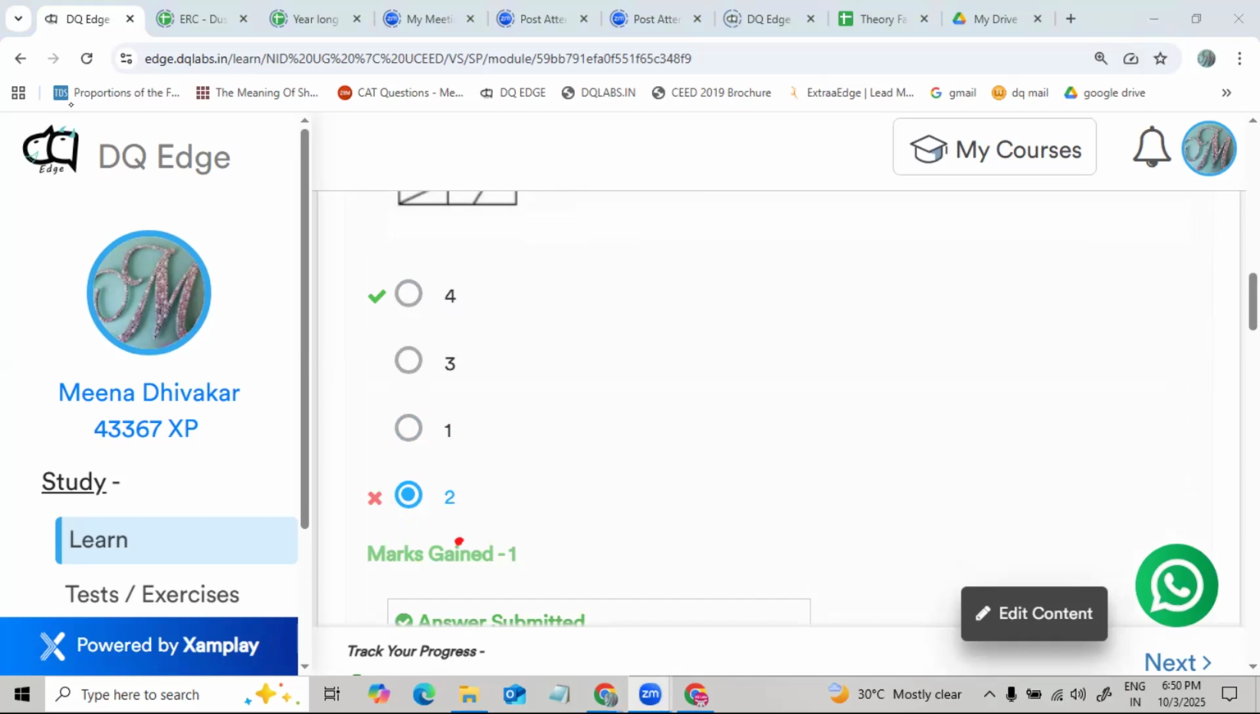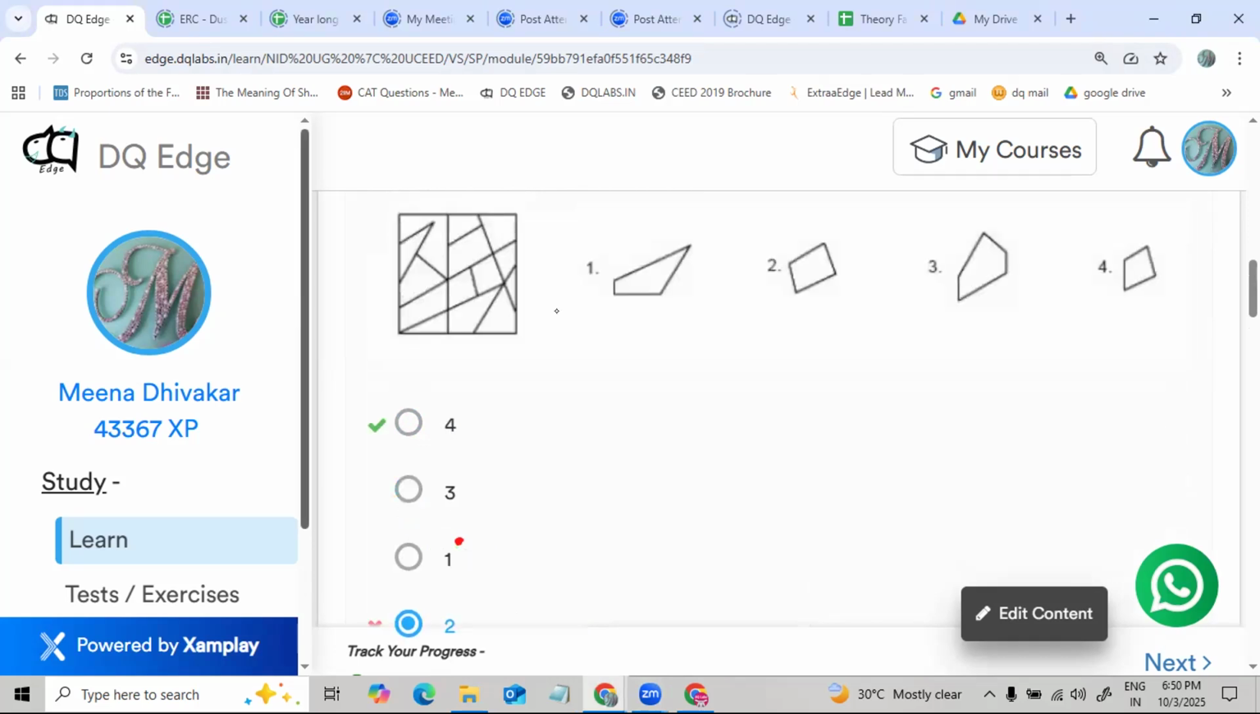Ma'am, it's showing that option 4. Sorry, I just got confused here. I'm literally sorry, I just got a call, so I missed it. I think option 4 is the correct one. Yes, ma'am, I said option 4. I marked it option 2. Sorry, that's my bad.